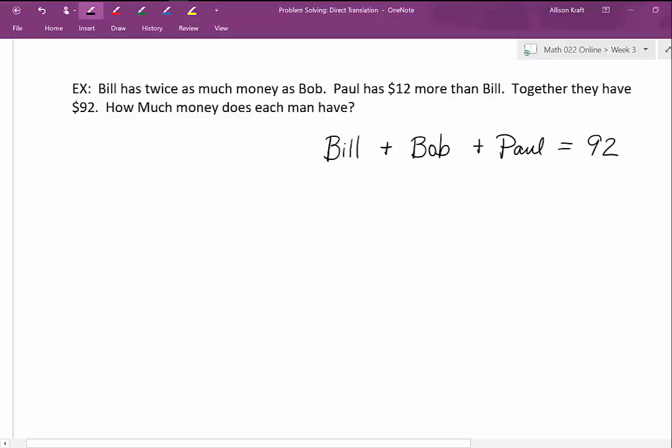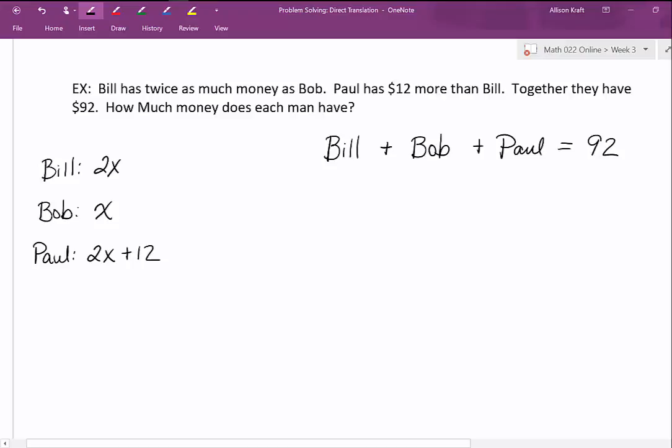We don't know exactly how much money each of these men have. So over on the side, I'm going to organize my expressions and variables for Bill, Bob, and Paul. The first sentence says that Bill has twice as much money as Bob. Well, how much money does Bob have? We don't know. So that'll be our variable x. Bill has twice that much, so we say that Bill has 2x. Paul has $12 more than Bill, so I need to add 12 to whatever Bill was. Bill is 2x, so Paul is 2x plus 12.